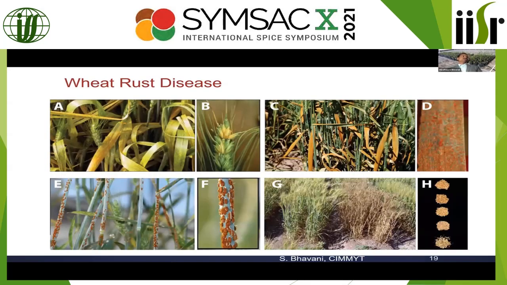So rust, wheat rust is very widely spread, and there are three kinds of rust diseases: leaf rust, stripe rust, and yellow rust. So this is leaf rust. You can see the whole field, and even the spikes can be affected. This is the yellow rust. The whole crop can be affected, and this is the stem rust. And in the worst conditions, you can get 100% yield loss, and you can get no seeds.